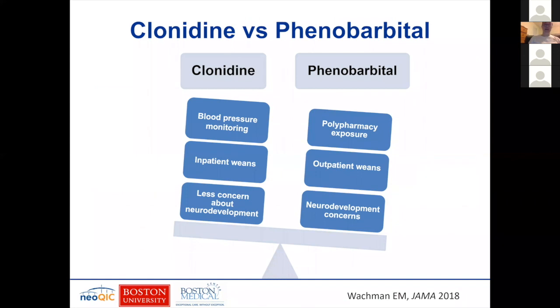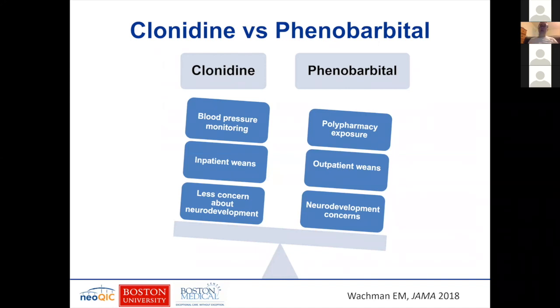Clonidine versus phenobarb, there is inconclusive evidence. I cannot make a recommendation one versus the other. Just keep in mind, if you're choosing one versus the other, clonidine typically has to be weaned in the inpatient setting. It does require blood pressure monitoring. However, there's less concern about the neurodevelopmental impacts of clonidine, so that's one potential advantage.